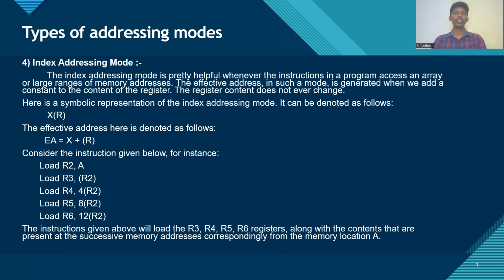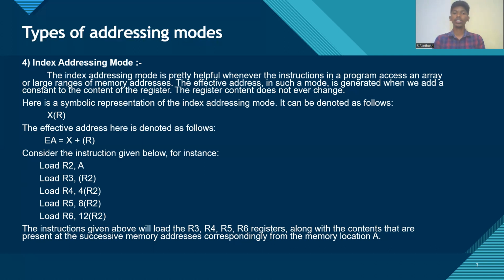Now if you go on with a program, say: load R2 with A, then load R3 with R2, load R4 with 4(R2), load R5 with 8(R2), and load R6 with 12(R2). Here, the first one uses the direct method to address the data in memory, and the second method uses the register value, that is the indirect method of addressing the data. Then the next three, that is 4(R2), 8(R2), and 12(R2), are using the index values, or the indexing addressing mode method.